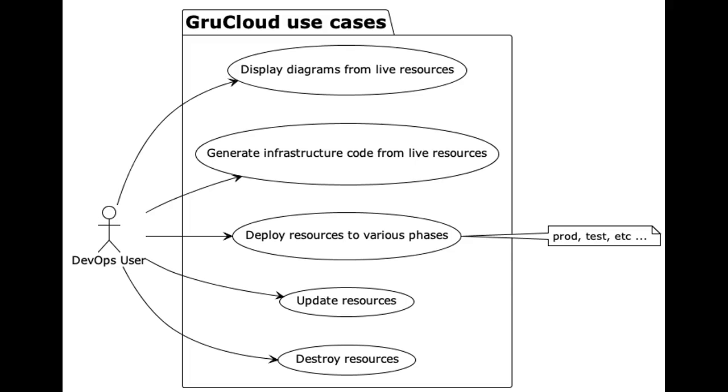To summarize this video, we have seen how to use GruCloud to display infrastructure diagrams, generate the code, as well as list, update, and destroy infrastructure on Azure. As a side note, GruCloud also supports the other major cloud providers such as Amazon Web Services and Google Cloud.